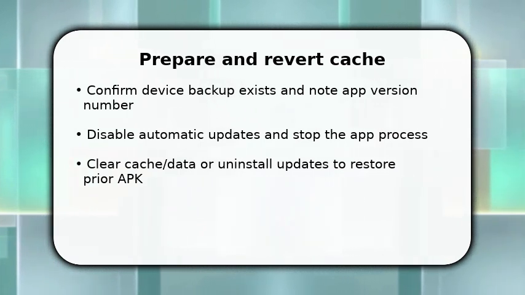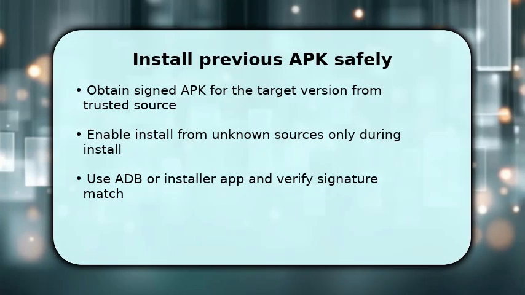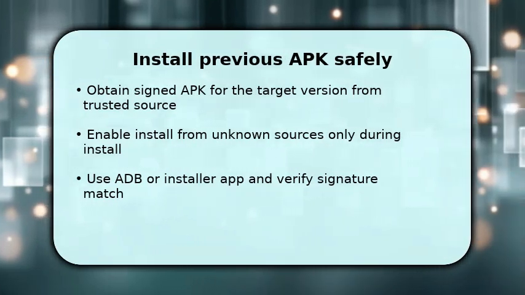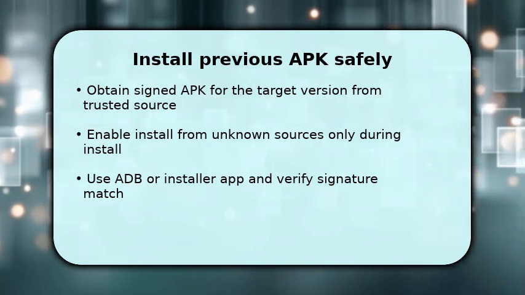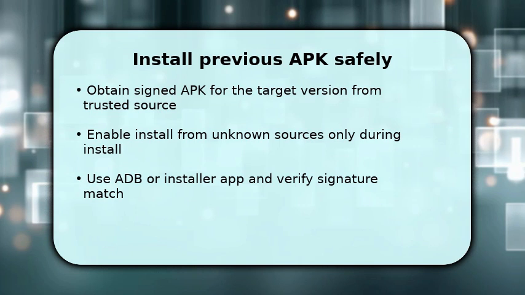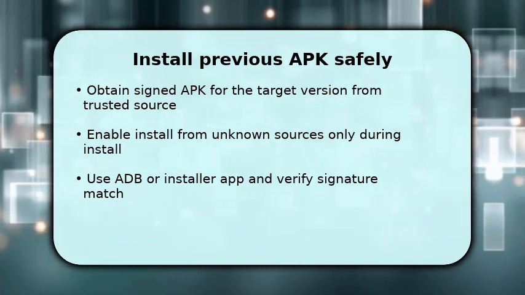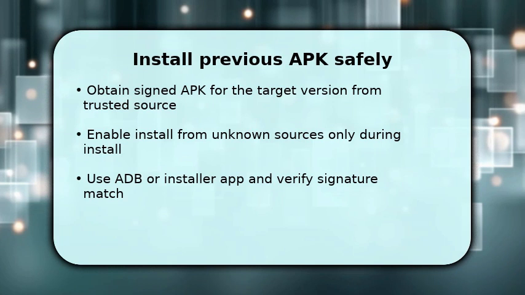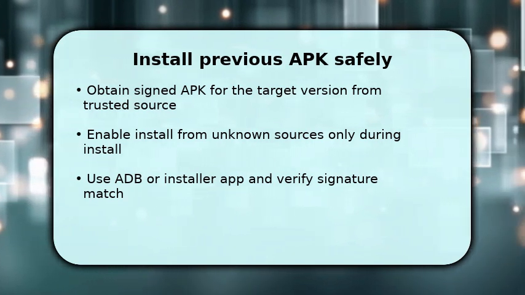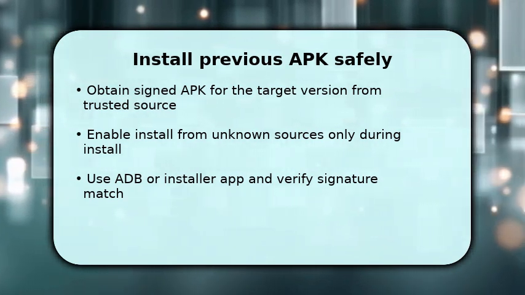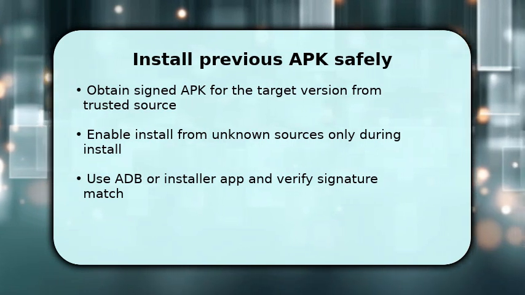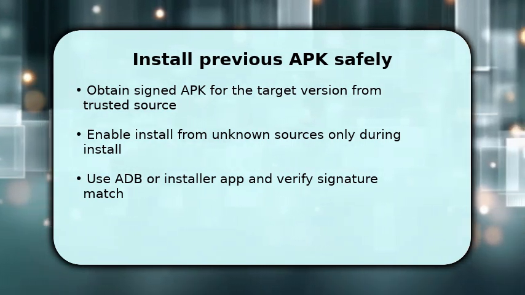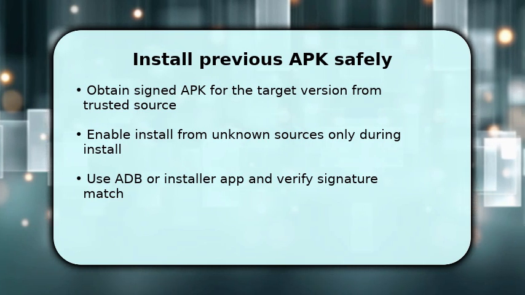You now obtain the exact, signed APK for the version you want. Make sure it matches the app signature so data remains compatible. Enable temporary permission to install from unknown sources, but disable it after. If you prefer command line, connect via ADB and run the install -r command to replace the current build. Otherwise, use a package installer that preserves user data.